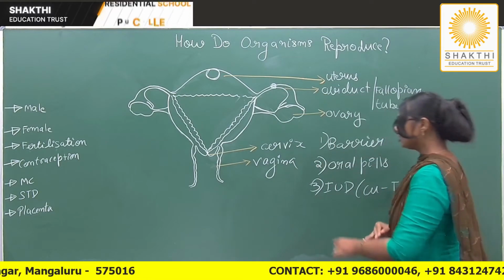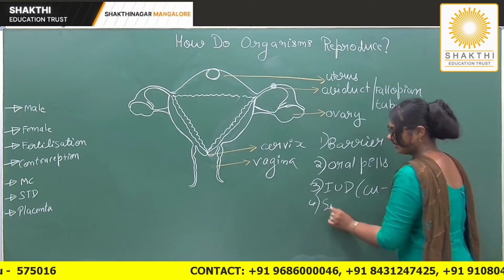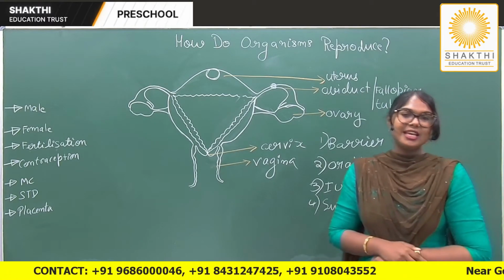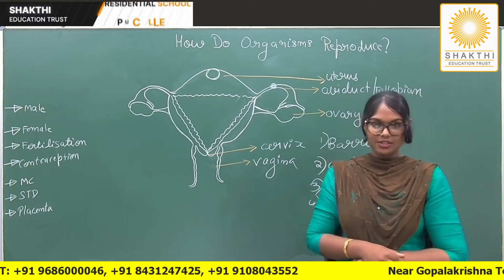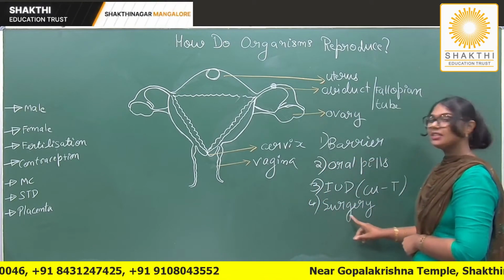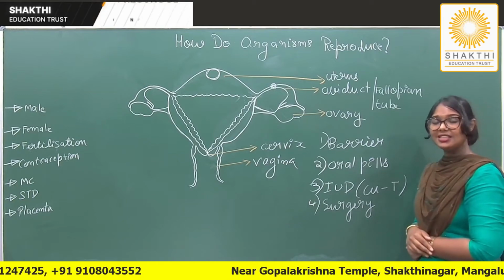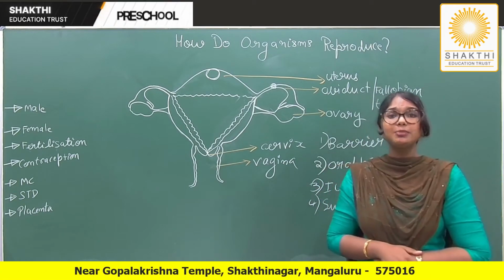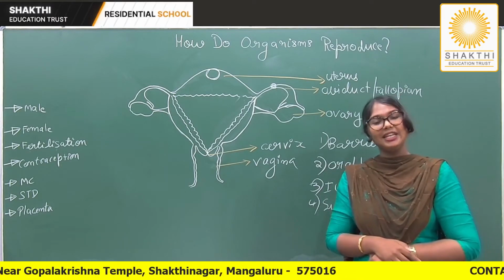Coming to the fourth method of contraception, that is surgery. Now this method can only be performed by a doctor. So these methods are not commonly used. Earlier, the surgery method was irreversible. Once it is done, it couldn't be reversed. But nowadays, it can be reversed.